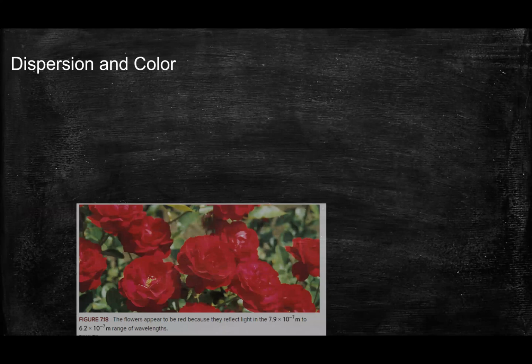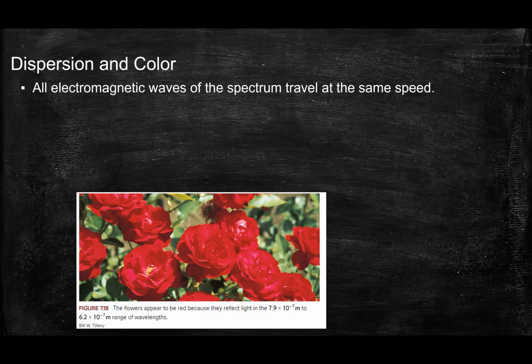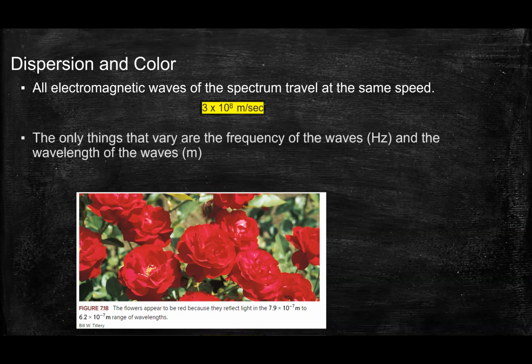Dispersion and color. Color is what we see when we see light reflected from different objects. So for example, we're looking at some red roses here, and that's because these flowers reflect light with a certain wavelength that corresponds to that red color. Now, all electromagnetic waves of the spectrum travel at the same speed, and that speed is the speed of light, 3 times 10 to the 8 meters per second. The only things that vary are the frequency of the waves and the wavelength of the waves, and that's what's responsible for the different colors.